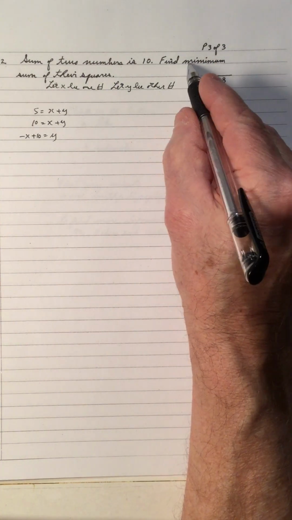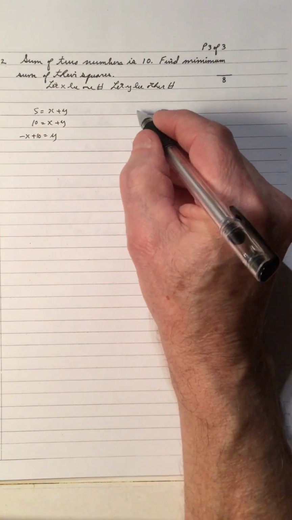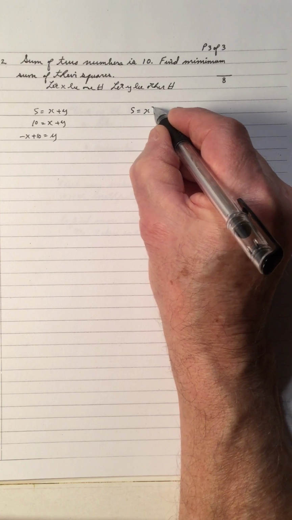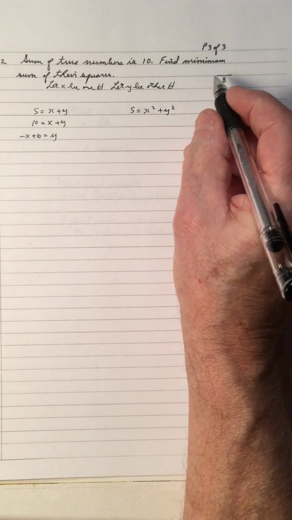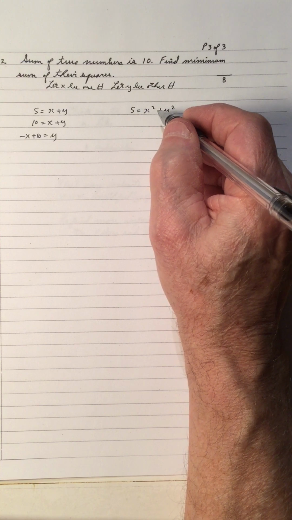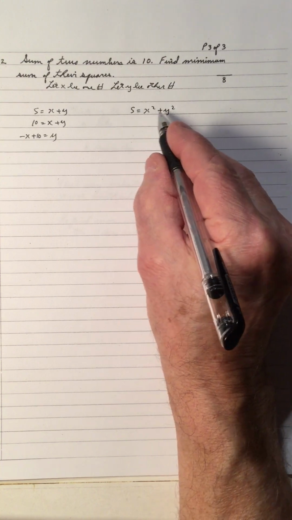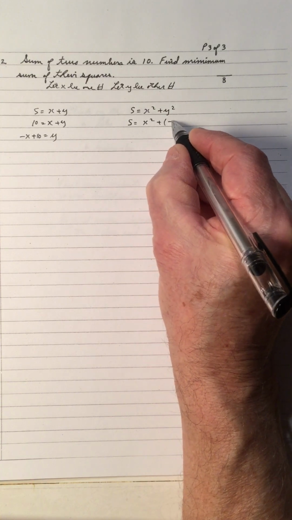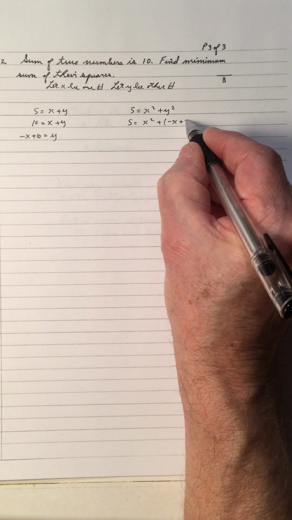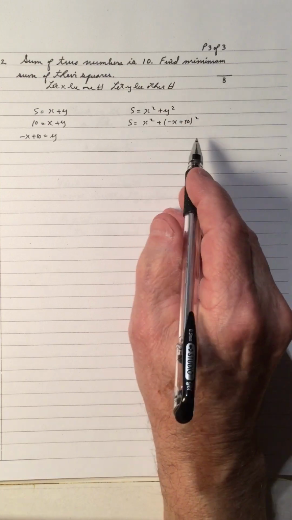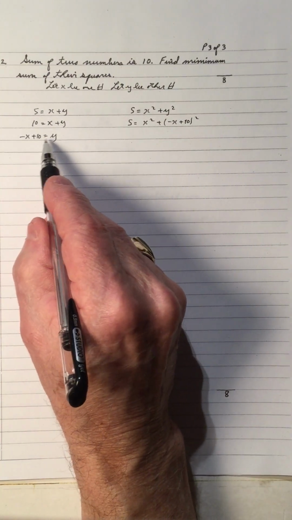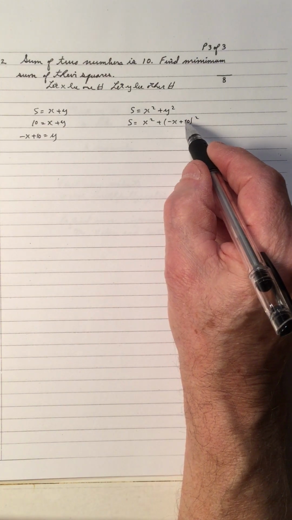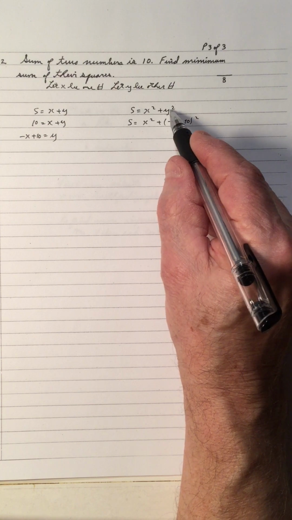And it says find the minimum sum of their squares. So the sum of their squares, if the numbers are x and y, is x squared plus y squared. So the sum is x squared and y is negative x plus 10, being squared. Now we have y in terms of x. Sub in negative x plus 10 in the place of y.